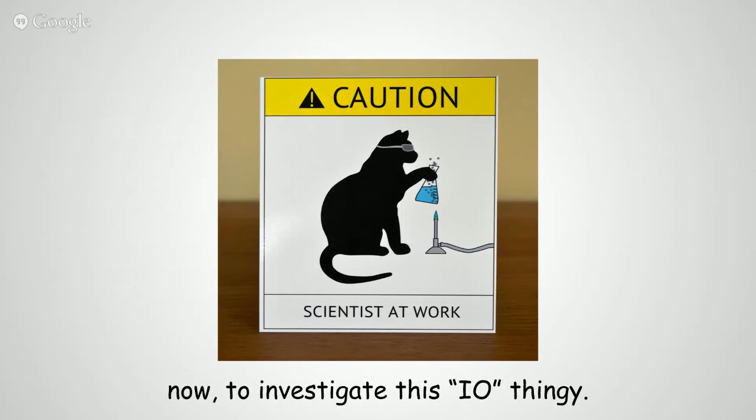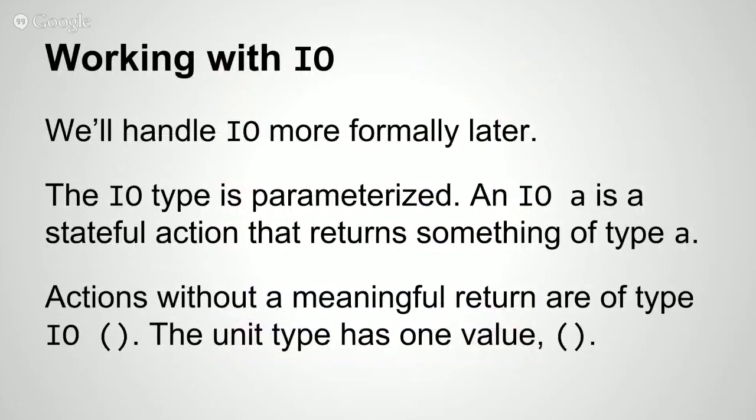Let's investigate this I/O thing that has continually popped up in the source code and will continue to pop up. We're going to handle it more formally later. We'll define what it actually is. It's, as you've probably heard, a monad, and we'll get to monads around lecture 5, lecture 6. For now, it's a parameterized type, and an IO of A is a stateful action that returns something of type A. If it doesn't have a meaningful return type, that is, it's an action that's just being used for side effects, then it's IO of unit. Unit type only has one value.